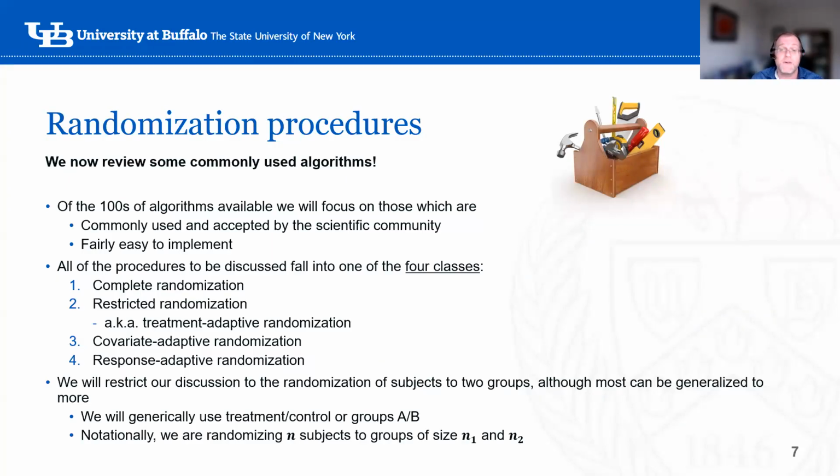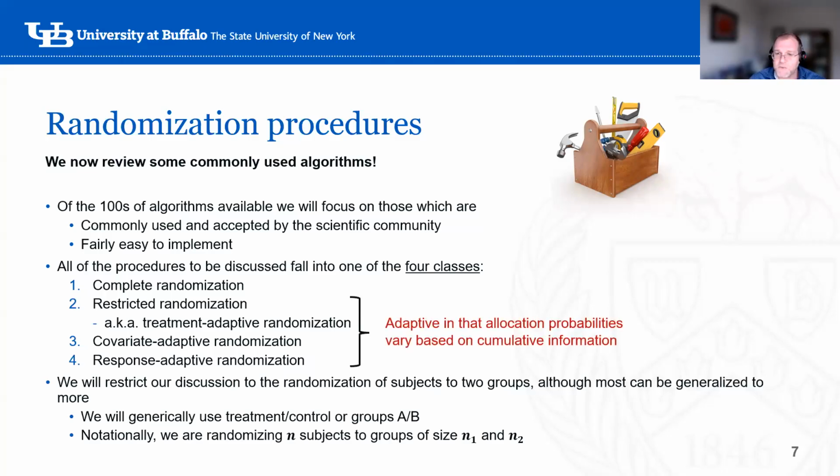There are really hundreds and hundreds, maybe even thousands of algorithms out there. What we're going to do is focus only on a few to keep this fairly concise. I'm going to focus on algorithms that are commonly used and accepted by the scientific community, fairly easy to implement. They fall into these 4 classes here. We have complete randomization. We have what's called restricted randomization, aka treatment adaptive randomization, covariate adaptive, and response adaptive randomization.